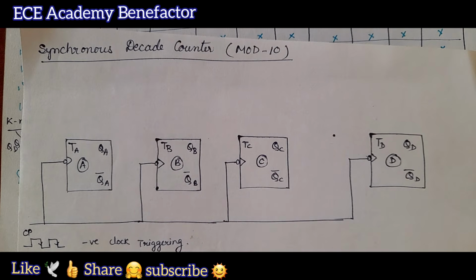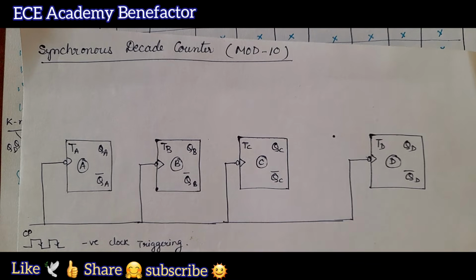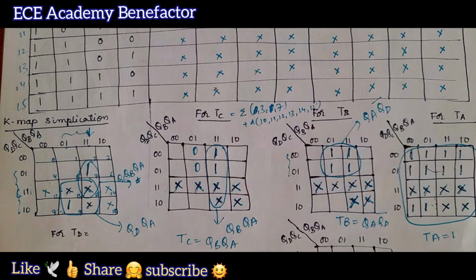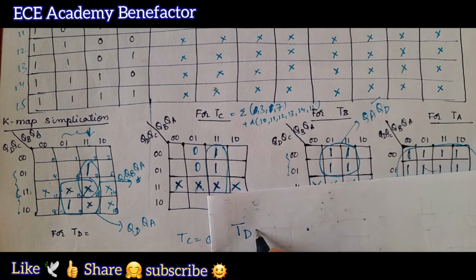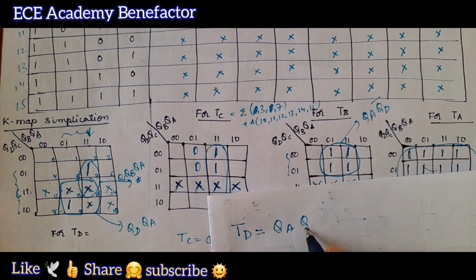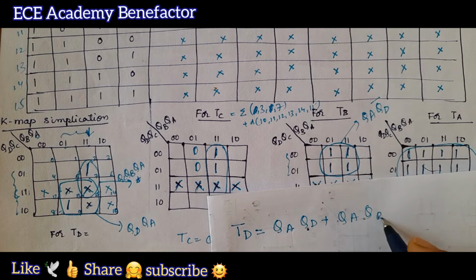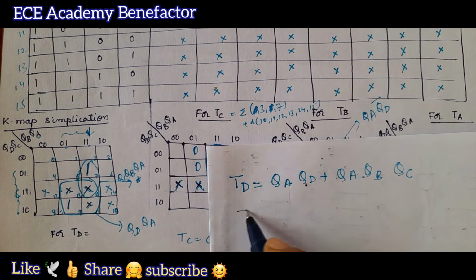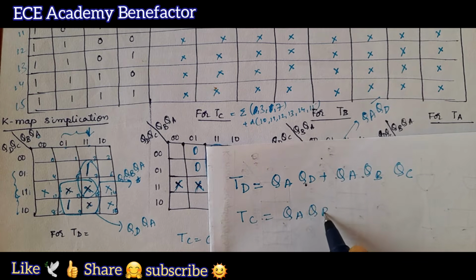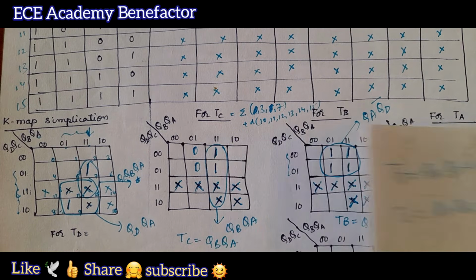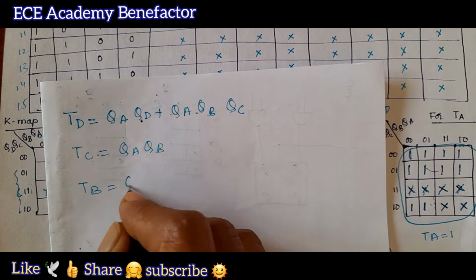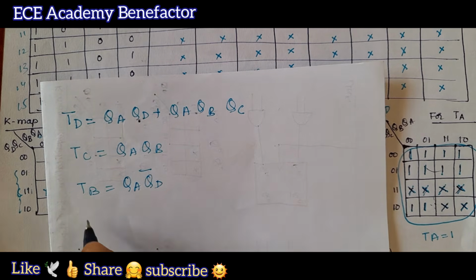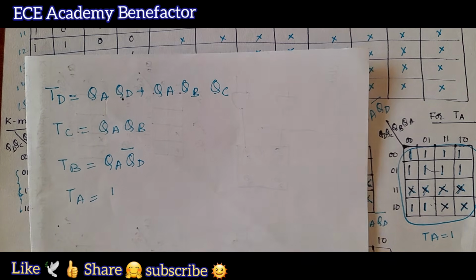Okay. So how to draw this logic diagram? For that we need to know what are the equations we got here. For TD, what we got? For TD we got the equation as QA QD plus QA QB QC, and for TC we got the equation as QA QB. For TB we got the equation as QA QD bar, and for TA we got the equation as 1. So based on these equations, now we can draw the logic diagram.